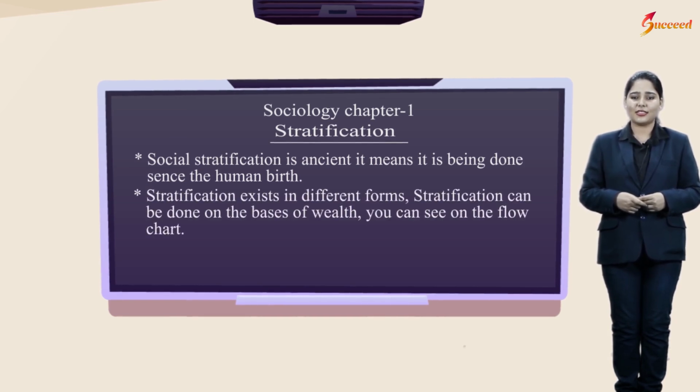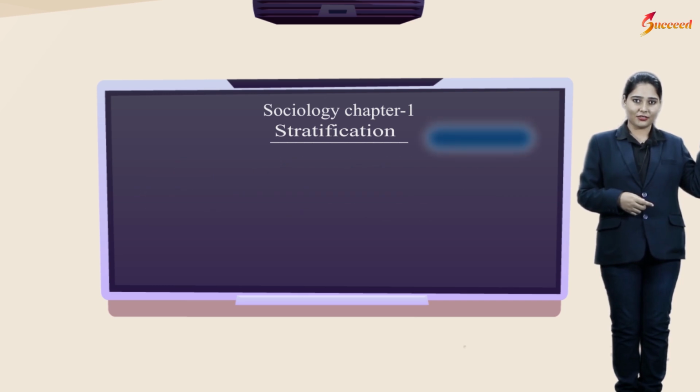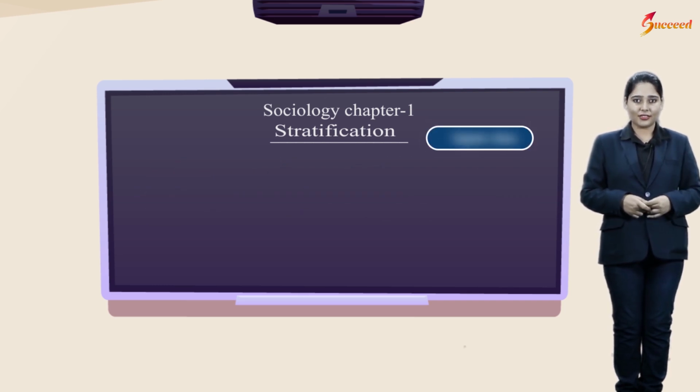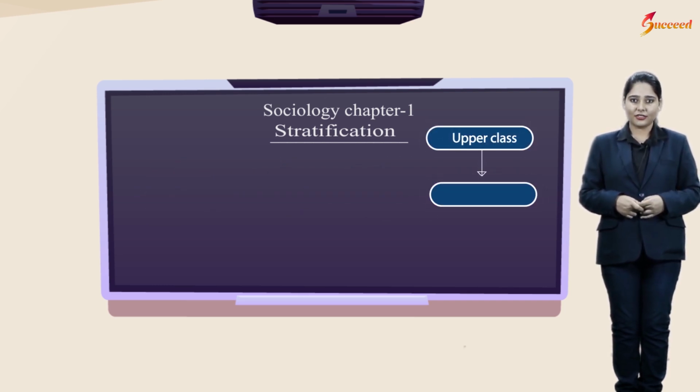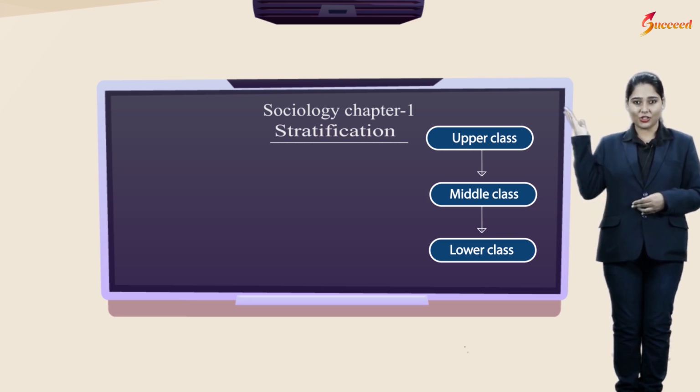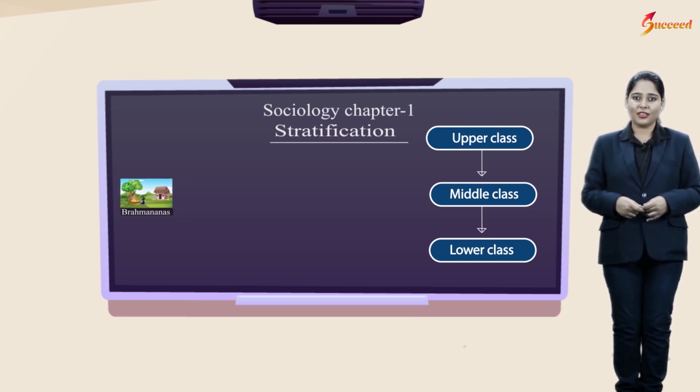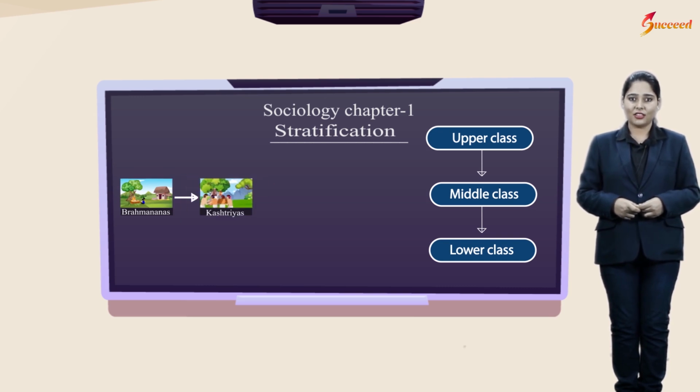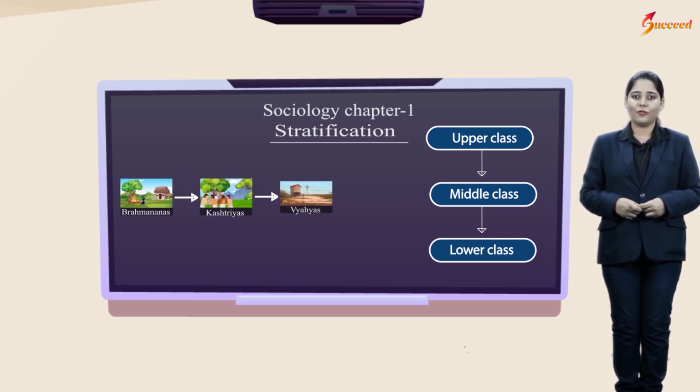Stratification exists in different forms. Stratification can be done on the basis of wealth. You can see on the flow chart: upper class, middle class and lower class. Or it can also be done on the basis of the Varna system, which is clearly shown in the flow chart as Brahmanas, Kshatriyas, Vaishyas and Shudras.